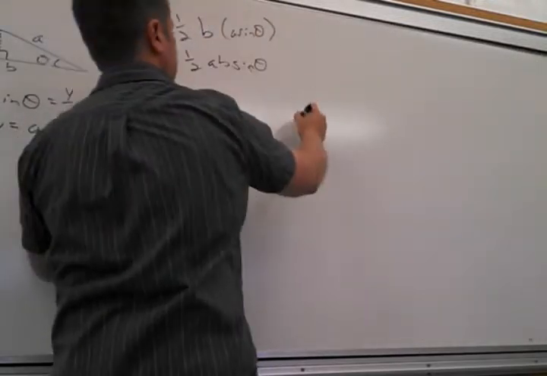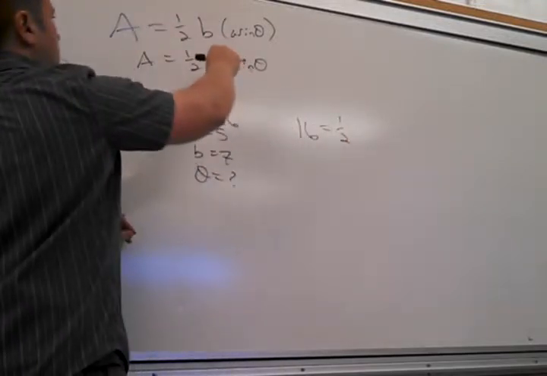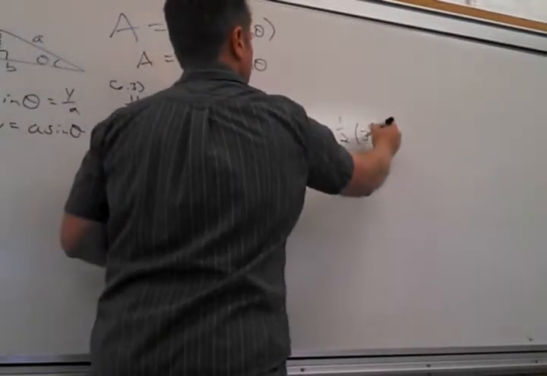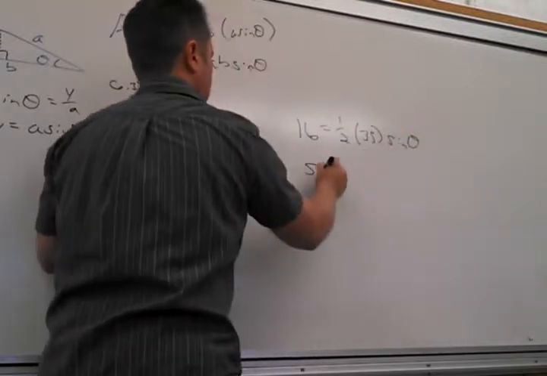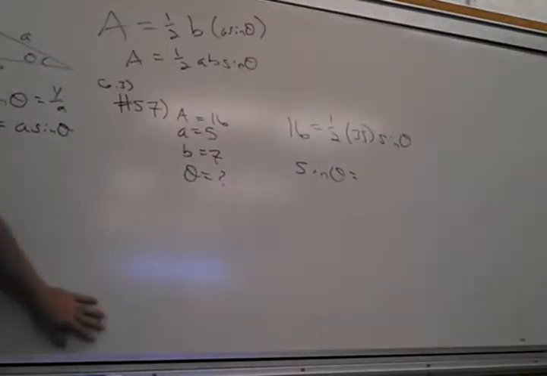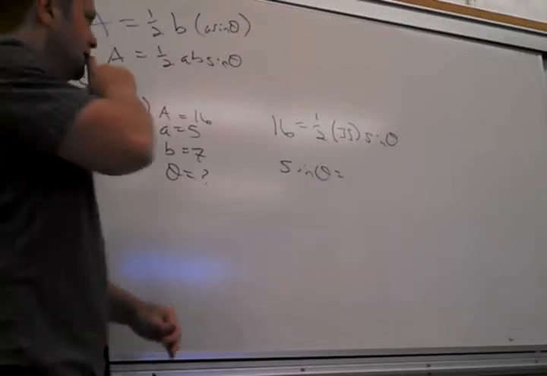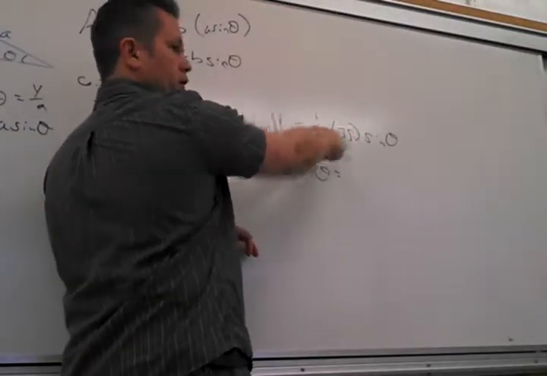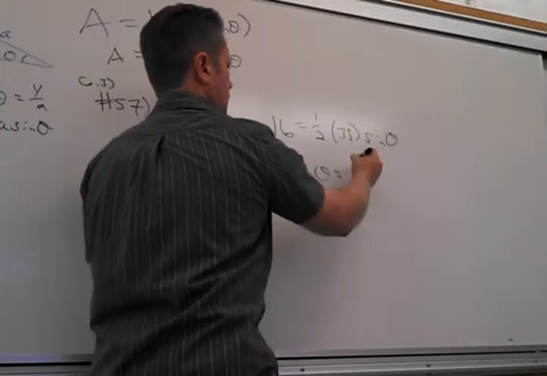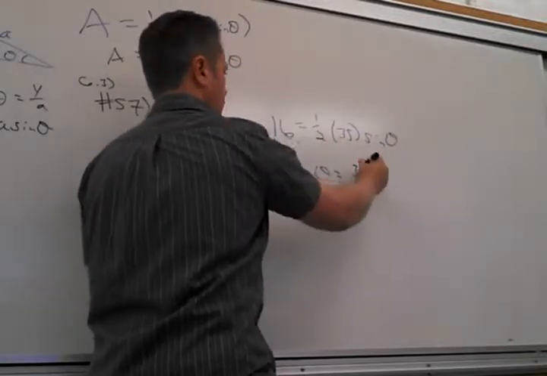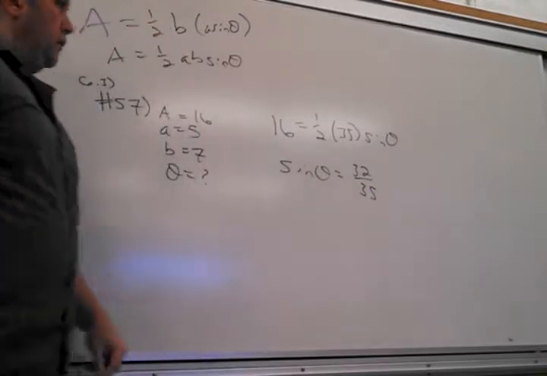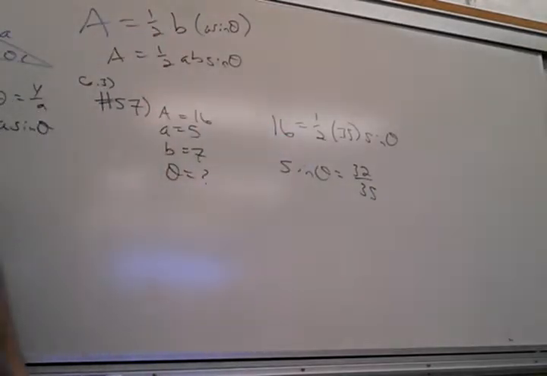So let's try that. It'll look like 16 equals 1/2 AB, so 5 times 7. So what's sine theta equal to? Don't give me a decimal, give me that. So it's 32 over 35, right? Yeah, double to kill the 1/2. Cool. Gotta do something with that fraction, and now just take the inverse sine.